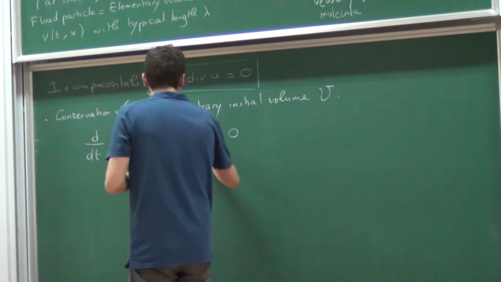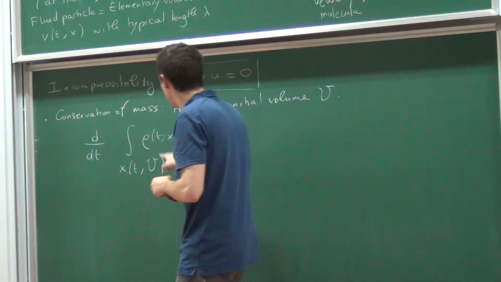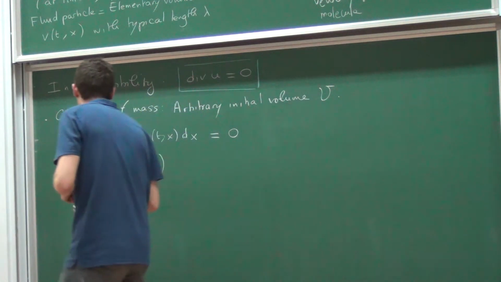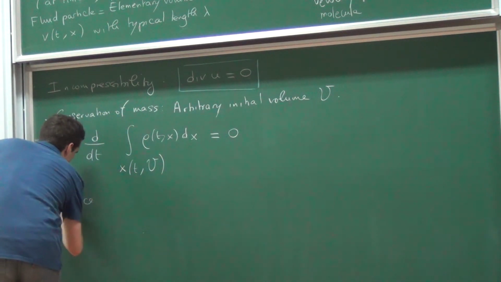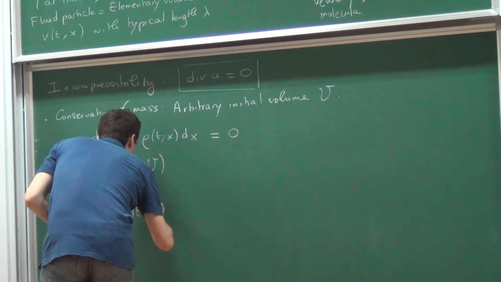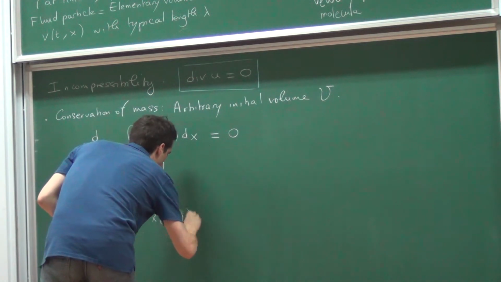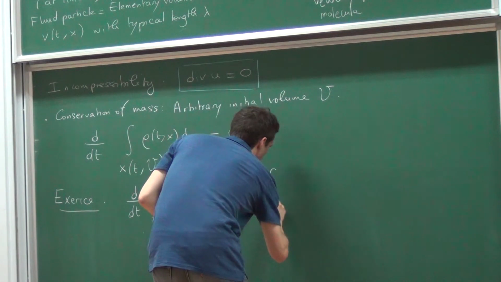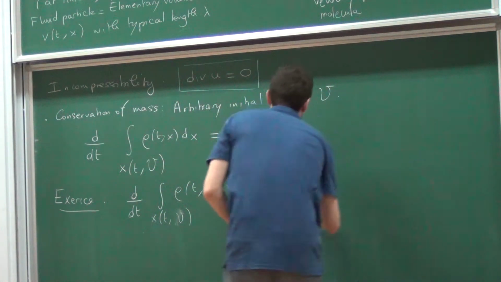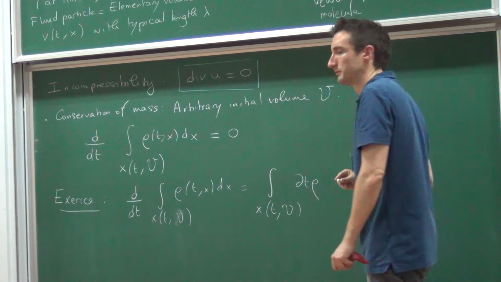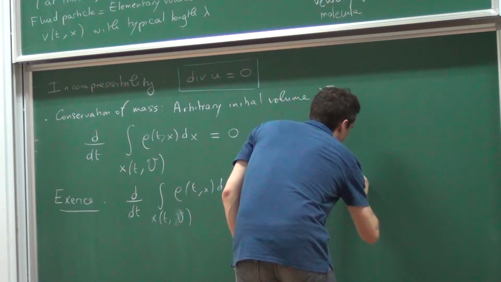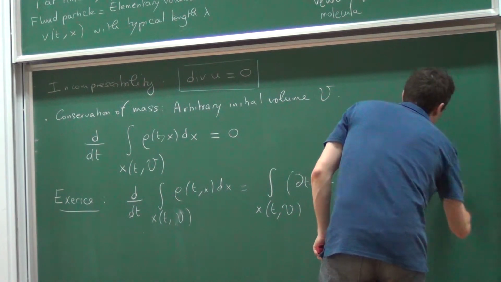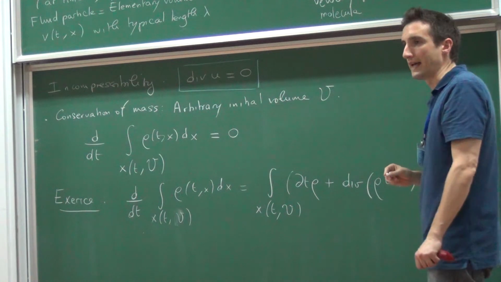So from this, what can we get? You see, you have a time dependence here, you have a time dependence there, so there is a little computation to perform. And so I leave you as an exercise to check that this time variation is the integral over the same volume of dt rho plus the divergence of rho U, evaluated in x, integrated over x.